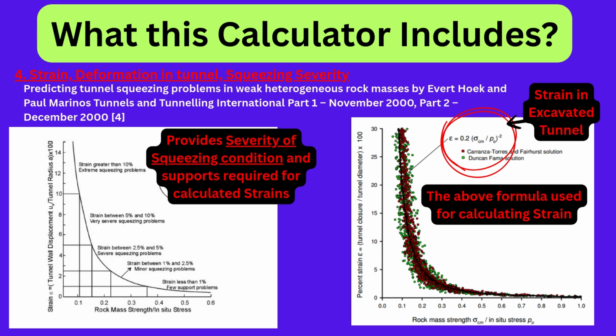The second graph validates this relationship using the empirical formula, where strain equals tunnel wall displacement divided by tunnel radius, expressed as a percentage. These graphs confirm that as rock mass strength decreases relative to stress, tunnel strain increases exponentially. Together, these figures enable engineers to predict squeezing severity and determine appropriate support requirements before excavation begins.